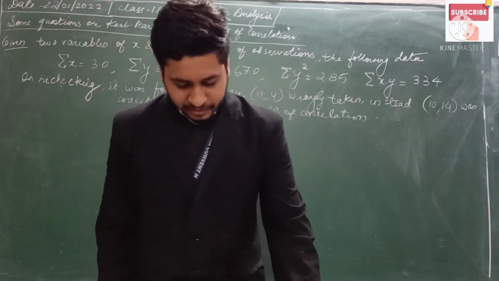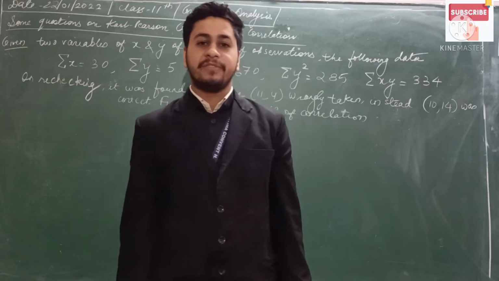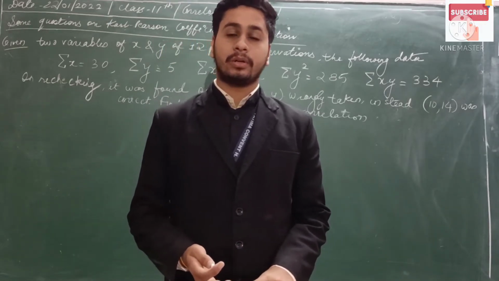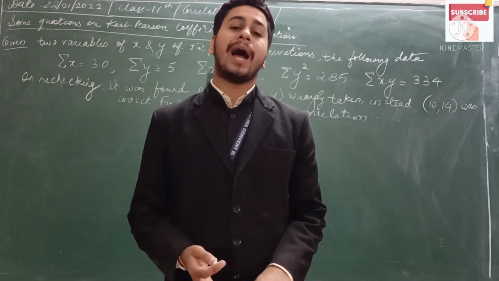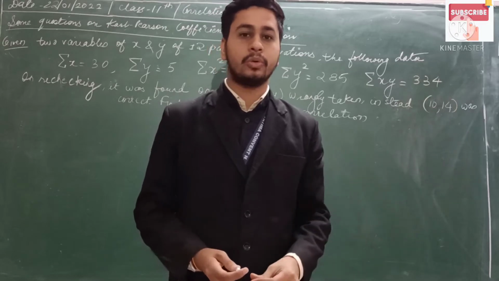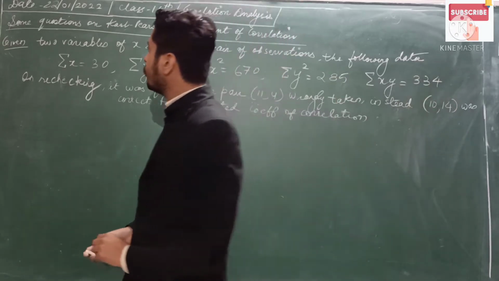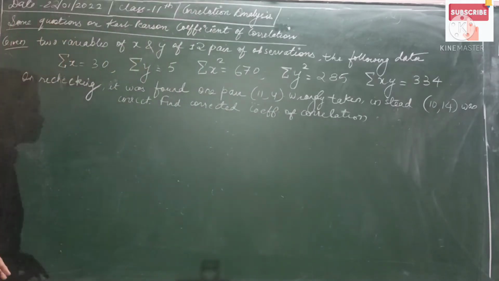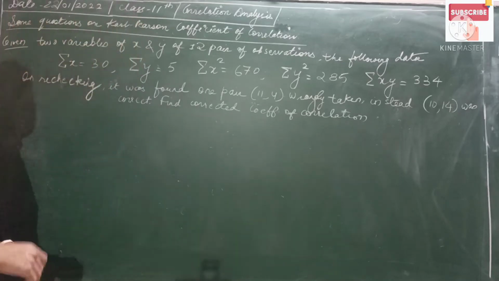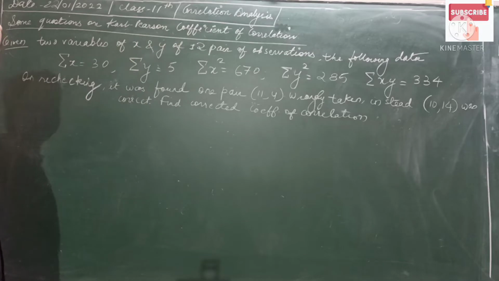In the last lecture we started correlation analysis, and we saw the covariance between x and y, and we started the correlation coefficient. We saw Karl Pearson's coefficient of correlation. We did one question also. I hope you understood; based on the formula we did that question. Some more questions we are going to do in today's lecture, and then we'll start with Spearman's rank correlation coefficient, one more way of correlation. So, some questions on Karl Pearson's coefficient of correlation.